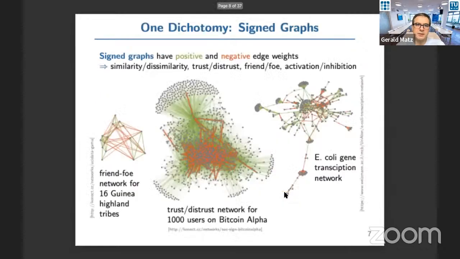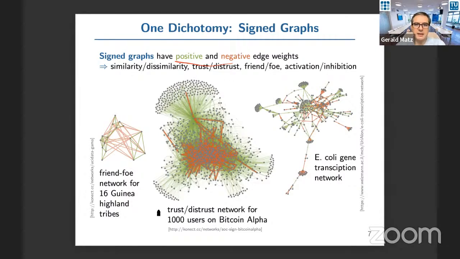And so let me start with the case of one dichotomy, which amounts to using signed graphs, and dig a little bit deeper on how things work out there. So as I said before, here we have positive and negative edges, and those can model all kinds of different relationships. For instance, as I said before, similarity and dissimilarity relationships. If you think of social networks, you might have relations between players that trust or distrust each other.